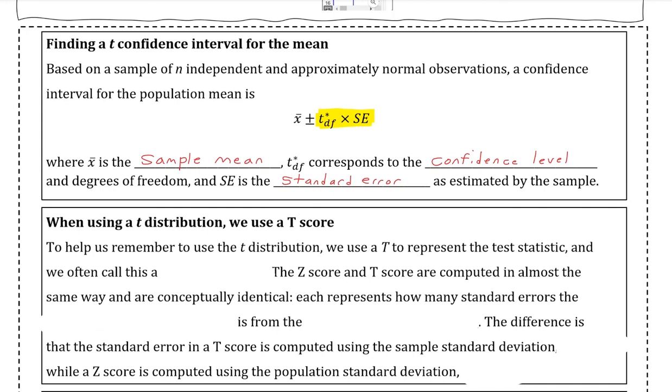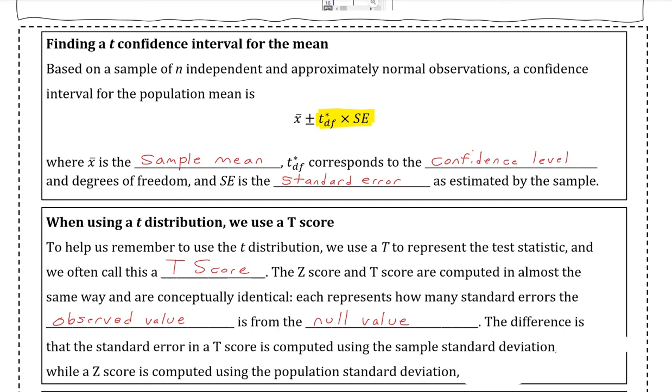To help us remember to use the t-distribution, we use a capital T to represent the test statistic, and we often call this a t-score. The z-score and t-score are computed in almost the same way, which should not be surprising since they are both models that are either normal or very similar to normal, and are conceptually identical. Each represents how many standard errors the observed value is from the null value. The difference is that the standard error in the t-score is computed using a sample standard deviation of little s, while a z-score is computed using the population standard deviation, sigma.